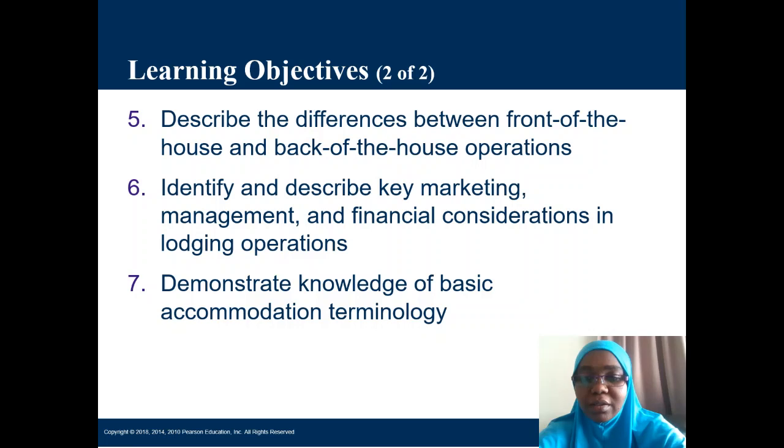So also at the end of the class, you should be able to describe the differences between front of the desk and back of the desk house operations, and as well identify and describe the key marketing, management and financial considerations in lodging operations. And lastly, you should also be able to demonstrate knowledge of basic accommodation terminology. So these are all the things that we'll be covering today under this topic.